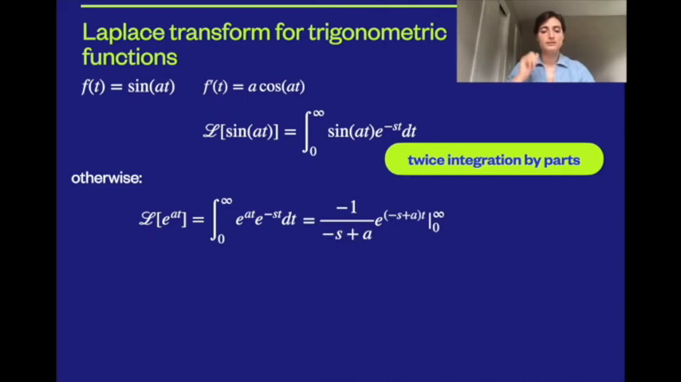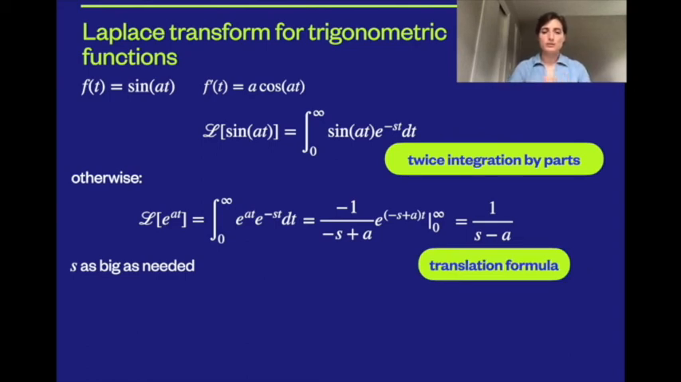And we can solve it by hand. And it's this evaluation between 0 and infinity of minus 1 over minus s plus a, exponential of parenthesis minus s plus a times t, where we retrieve 1 over s minus a. When we deal with Laplace transform, we always expect s to be as big as needed. In this case, we need s to be strictly bigger than a. Because of this format of the Laplace transform of the exponential of at, that is sort of a shift, it is called the translation formula.